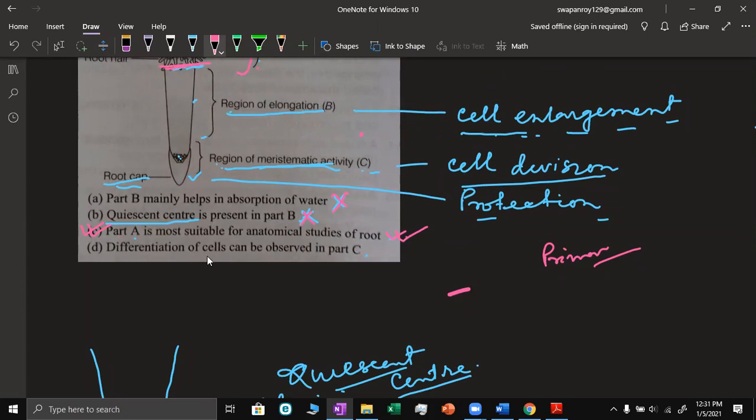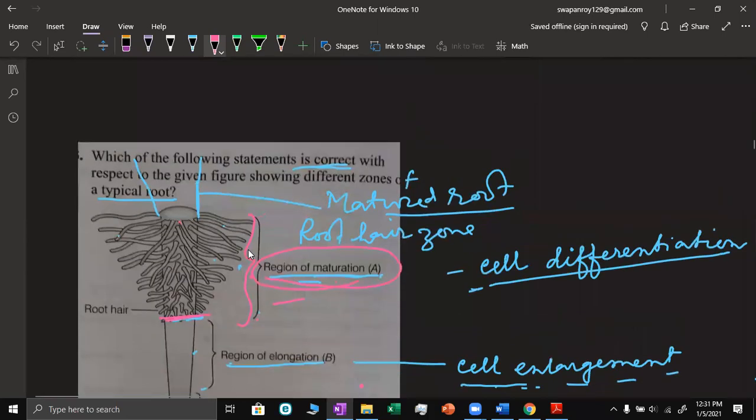D, differentiation of cell can be observed in C. No. Differentiation, I told, it is in A.